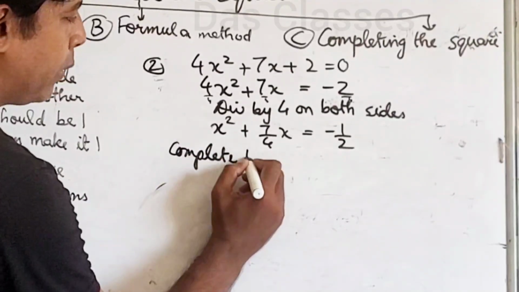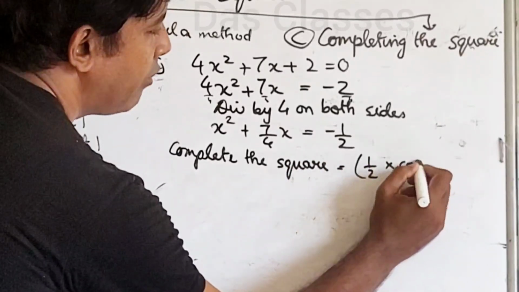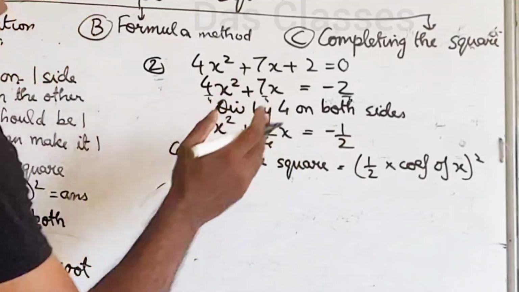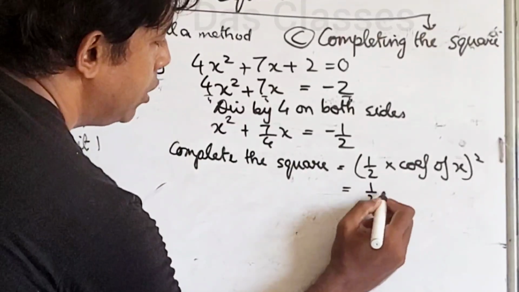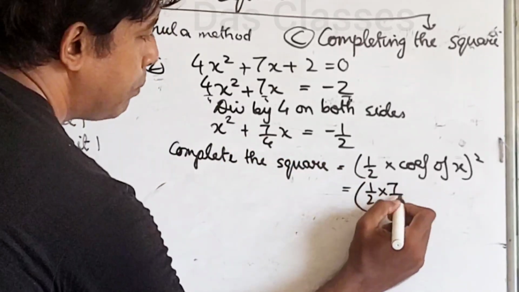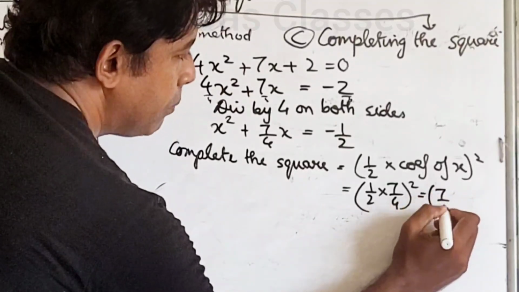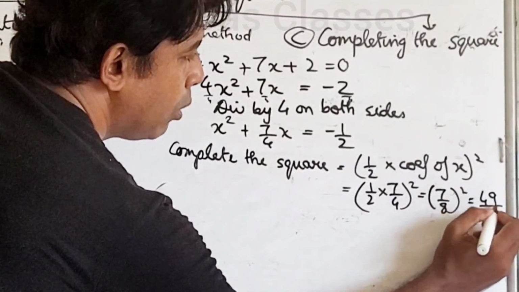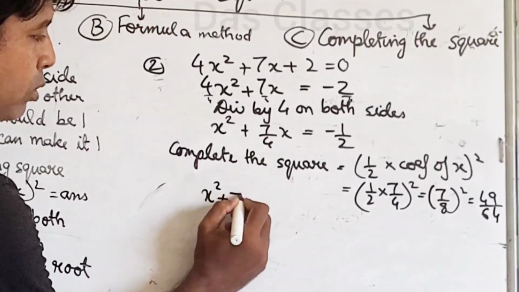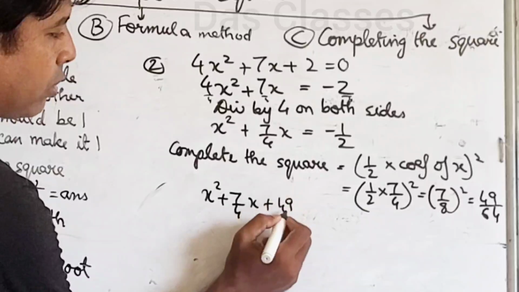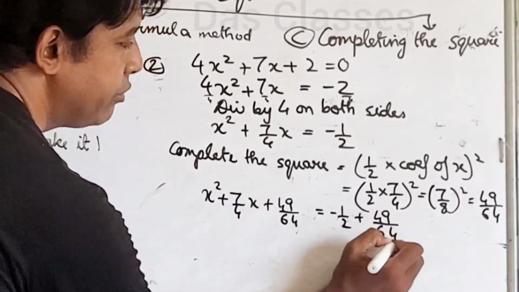To complete the square, what we'll do is half into coefficient of x. In the given examples, I've used the variable x. If it was y, we would have written coefficient of y. So half into coefficient of x is 7 upon 4. So when we multiply this, we are going to get 7 upon 8 square, that is going to be 49 upon 64. So we have to add 49 upon 64 to both sides of the given equation.